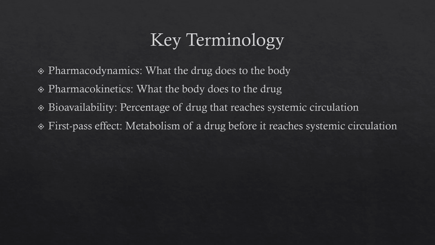Key terminology to remember is pharmacodynamics, so what the drug does to the body, pharmacokinetics, what the body does to the drug, bioavailability, that is basically the percentage of the drug that reaches systemic circulation. And then another big term is first pass effect. So where this drug is metabolized before it reaches systemic circulation. So you'll hear us talk about first pass effect. So if it's in the liver, if it's in the kidneys, where that takes place.